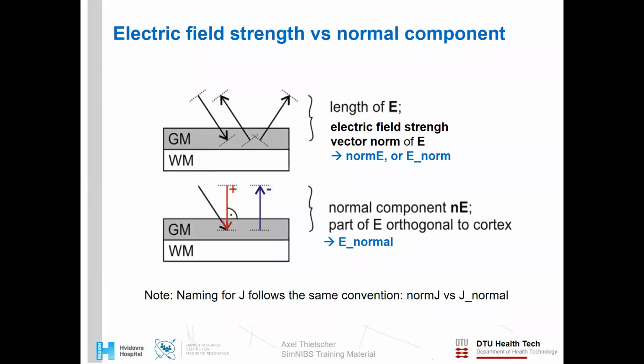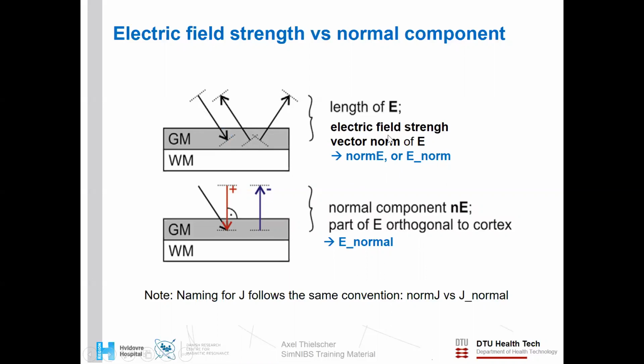When looking at the results of electric field simulations, it's useful to realize that electric fields are vectors, so they have both strength, which is here indicated as the length of this vector, and direction. And then the question is what the interesting parts are to report. First, a little bit about how we name them in SimNIBS. The electric field strength is mathematically also termed the norm of the vector. That's why we call the electric field strength, which is just the length here, the norm E or E norm in some of the results also.